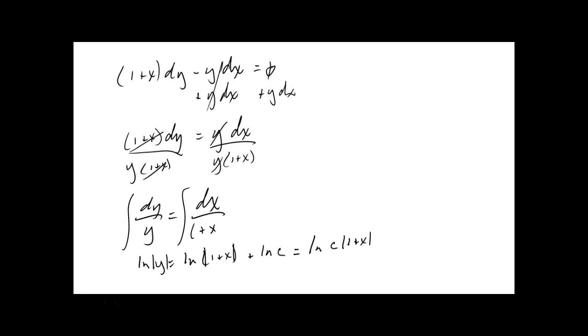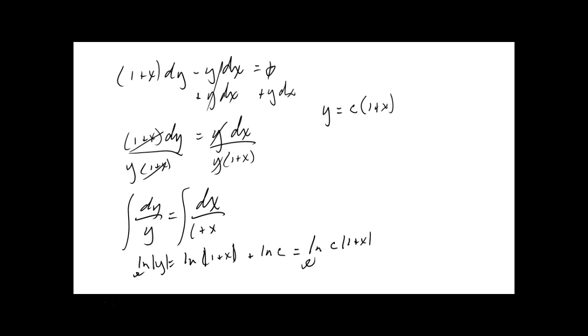Okay, now that we got that done, take e to both sides. Now e to the log y is just going to be y. And e to the log c, that will be c times 1 plus x. And at this point, we really don't care whether they're plus or minus. There it is. There is your solution, your one-parameter family of solutions.